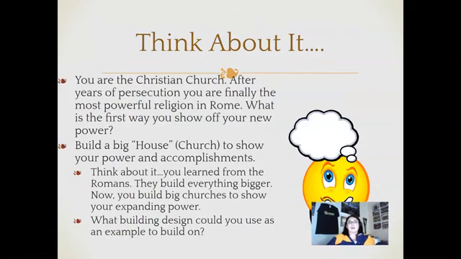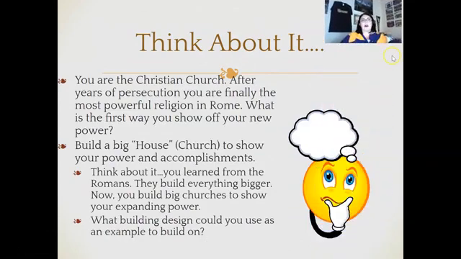So you are the Christian church. You now are legal. You're the most powerful belief system in the Roman Empire. How do you show that off? Like, how do you visibly do that? And also at the same time, accommodate space for people to come and worship and do all these rituals like baptism and marriage and confirmation and things like that.